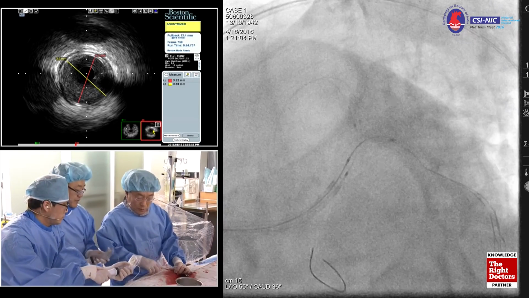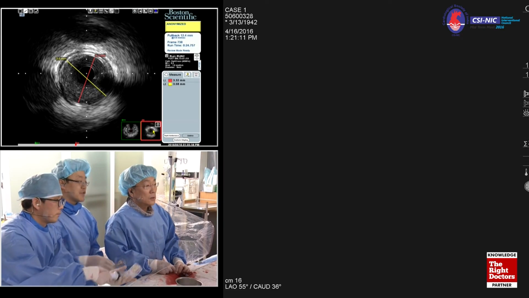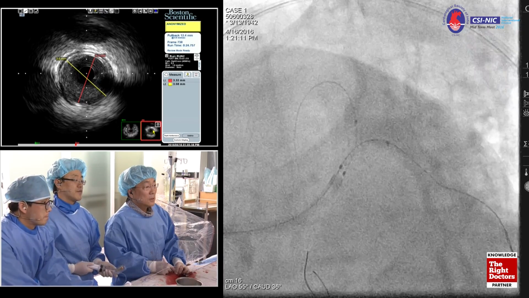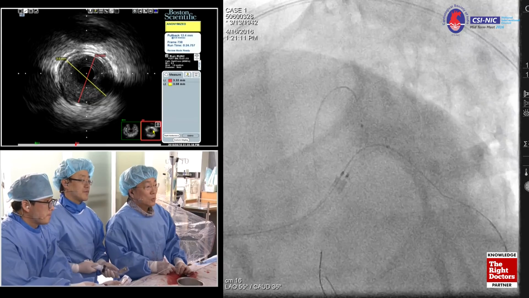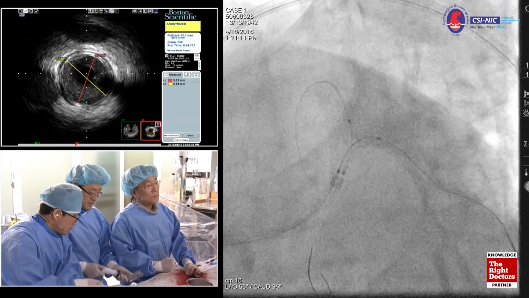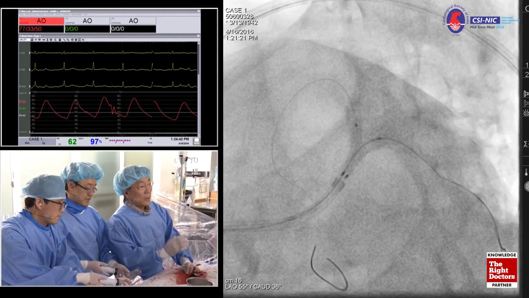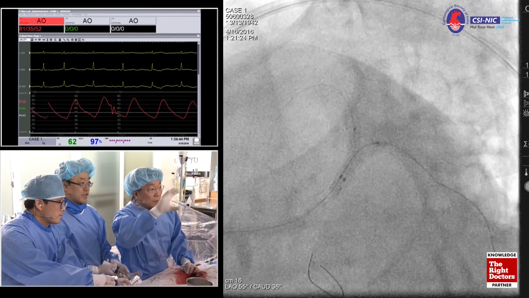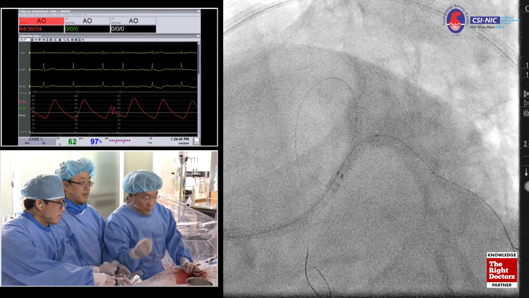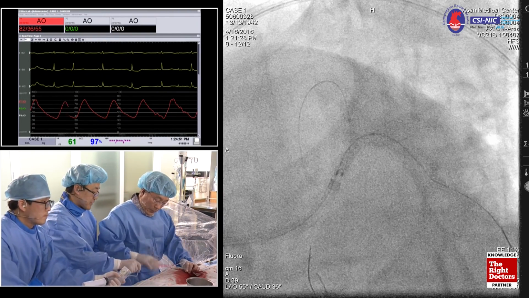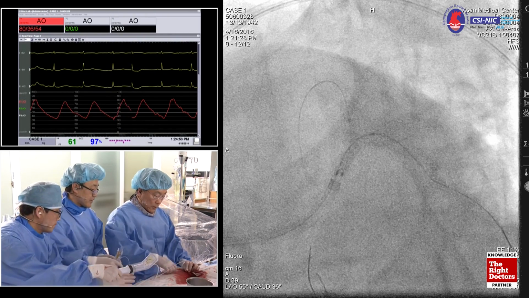This is LAD. Yes. This is circumflex, right? Yes, right. Circumflex further. All right, why not? So you're going to do low pressure, 6 is quite enough. Okay, I think it's quite enough. Dilation is circumflex ostium and LAD: 1, 2, 3. Okay. And then, this is LAD.